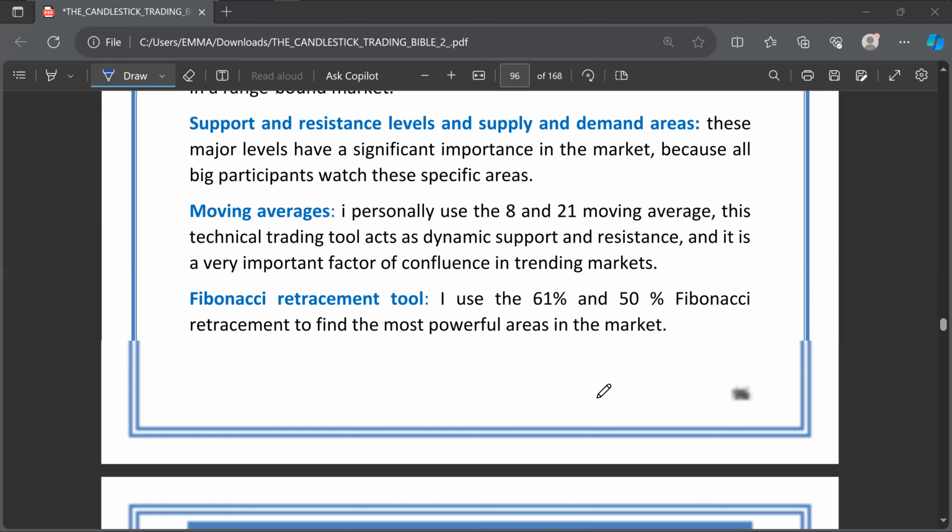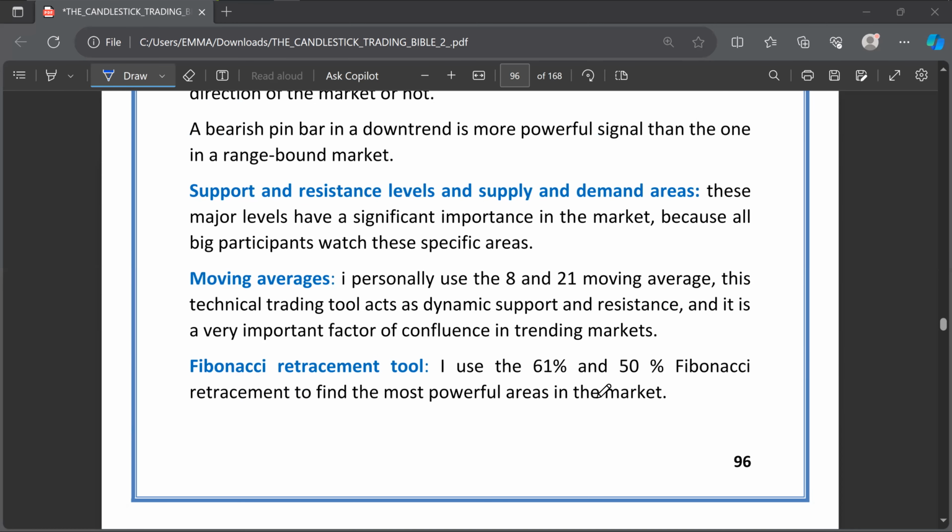Now, moving averages. I personally use the 8 and 21 moving average. This technical trading tool acts as dynamic support and resistance. It is a very important factor of confluence in trending markets. I think we started in the recent video. Now we have another technical tool called the Fibonacci retracement tool. It is mostly used in trending markets, either uptrend or downtrend.